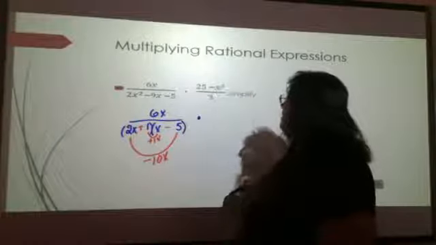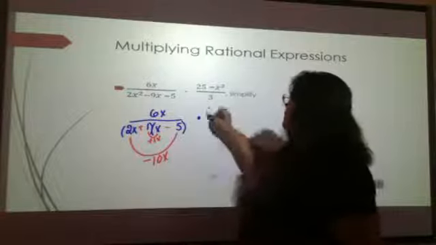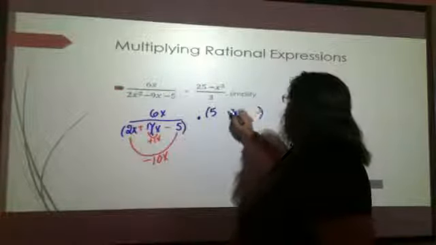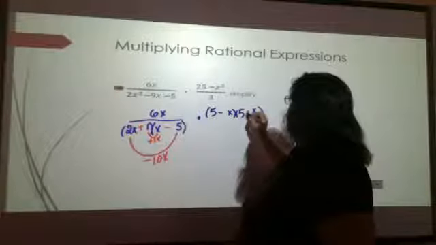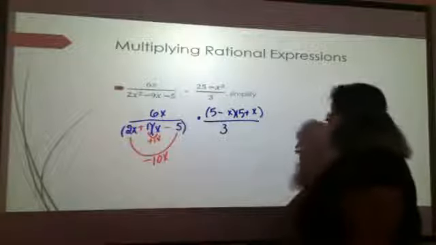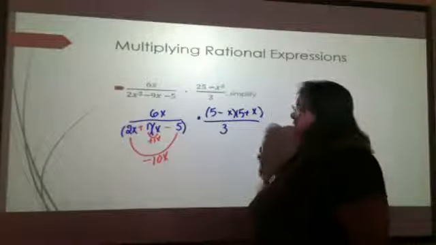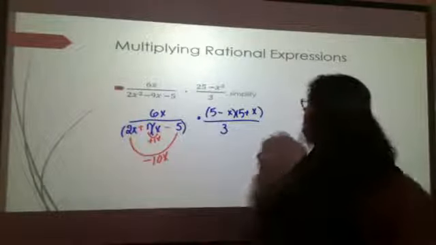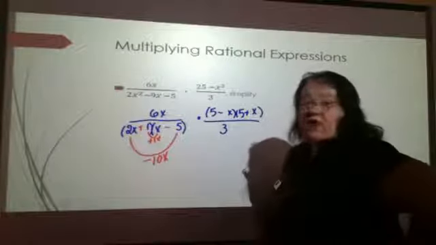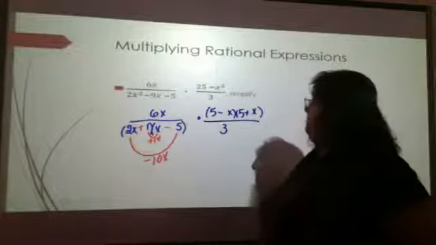25 minus x squared. Again, that's one of our favorites. That's that difference of 2 squares where they're the same, except for a plus and a minus. Then I have a 3. So now I need to start looking to see what's the same, what's different, what can I cancel, is there anything the same on top and bottom, and it doesn't matter which fraction it comes from. It could come from either one.